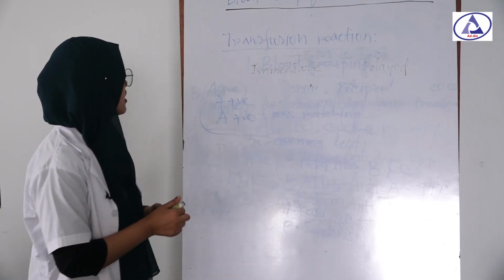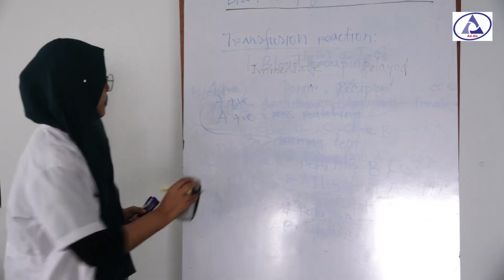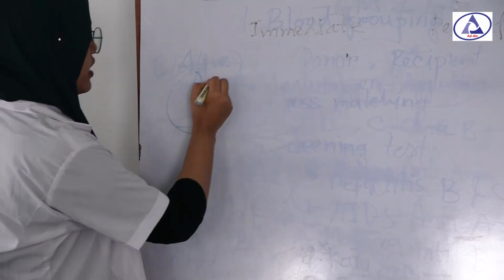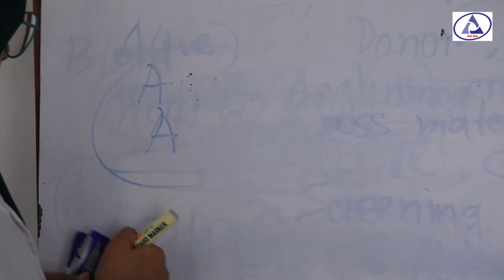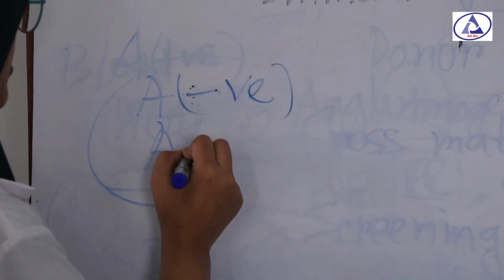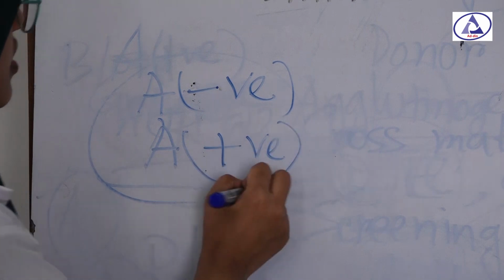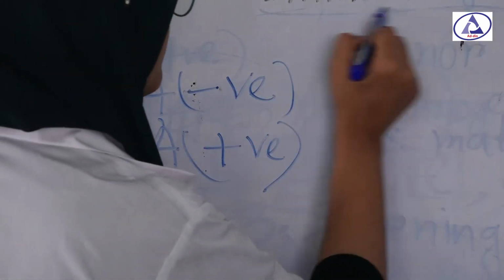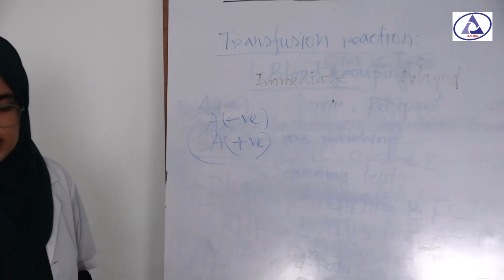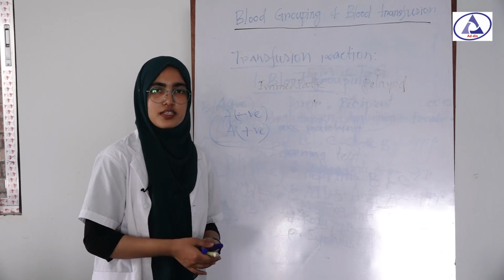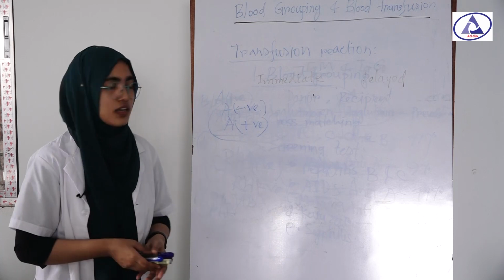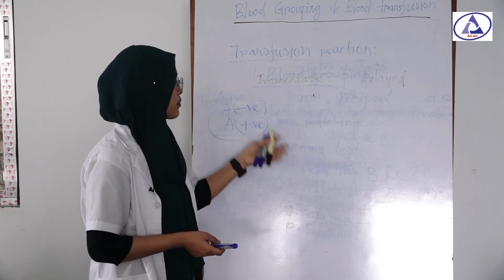And what happens if I transfuse A negative blood in an A positive blood person? What will be the immediate reaction? The immediate reaction will be restlessness, severe chest pain, limb pain, back pain, dyspnea, hypotension, and shock.